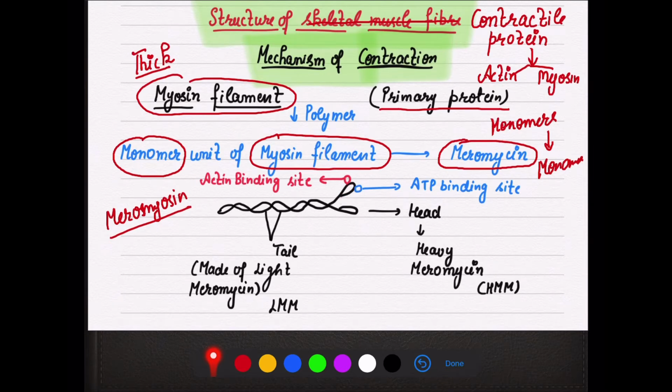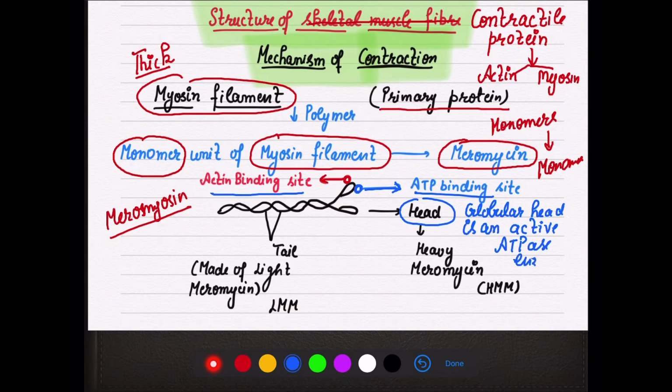Now, on the head, there are two active sites. On one side, there is the actin binding site, and on the other side, let's make it blue, it has the ATP binding site. So on this head, that is heavy meromyosin, there are two sites: one is the actin binding site, and another is the ATP binding site. This means we can say the globular head is an active ATPase enzyme, because it has binding sites for ATP as well as active sites for actin.